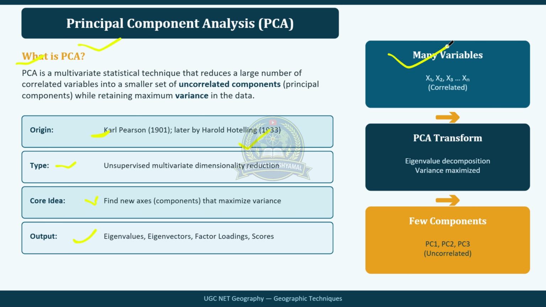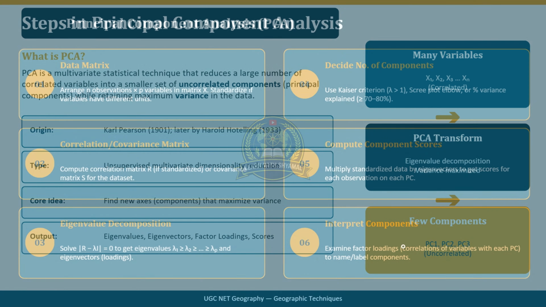Many variables, that means multivariate, X1, X2, X3 to Xn, correlated, and PCA transforms them through eigenvalue decomposition, with variance maximized, into few components PC1, PC2, PC3, uncorrelated.